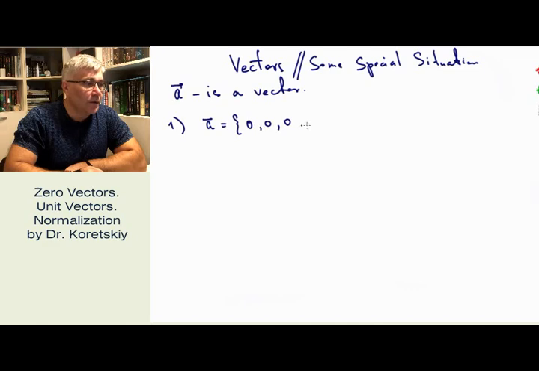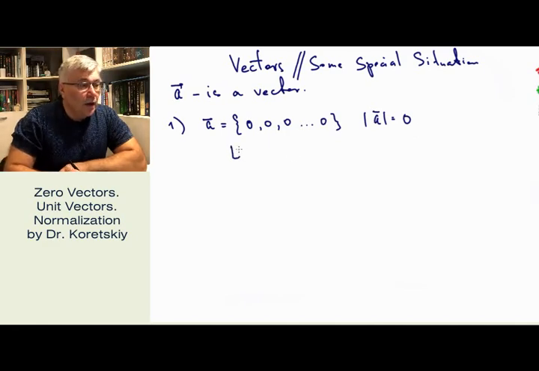The first one is a zero vector. A zero vector is a vector all of whose components are zeros. This vector can be an n-dimensional vector, so we have n zeros. Consequently, the magnitude of this vector is zero. The denotation of the zero vector is a zero with an arrow above it.